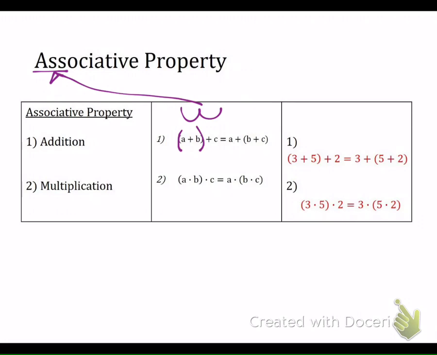A lot of people get commutative and associative mixed up. All right? The associative property is the one with the parentheses. The commutative property is the one where the order is changing.